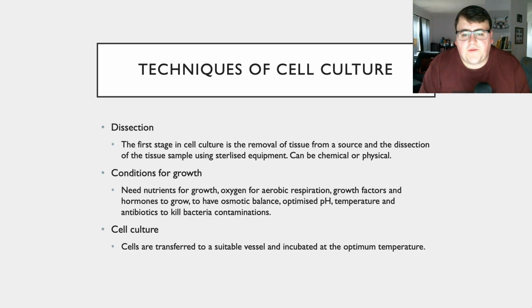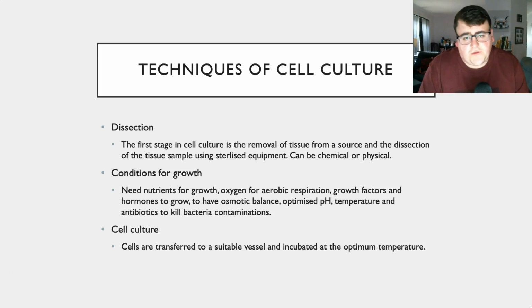The technique that we use for cell culturing, there's 3 main things we need to discuss. We need dissection, conditions for growth, as well as the cell culturing itself. So firstly, dissecting. The first stage in any cell culture is to remove the tissue or the cells from the source that we're going to be using. We do this through either chemical or physical means, but know that always the first stage in cell culturing is the dissection or the removal of tissue from the source that you're going to be growing the cells from.